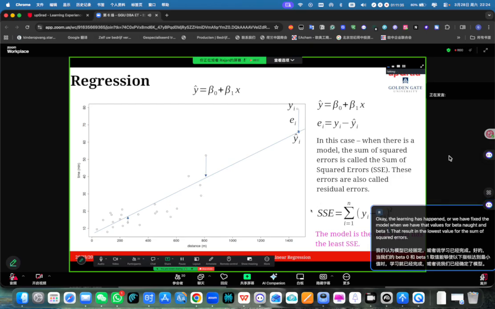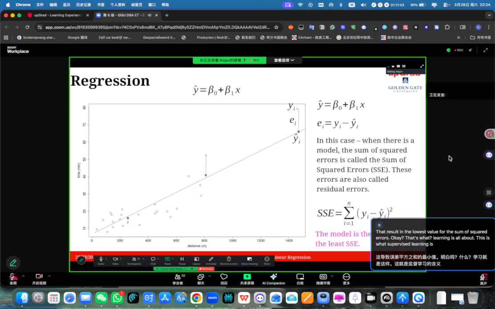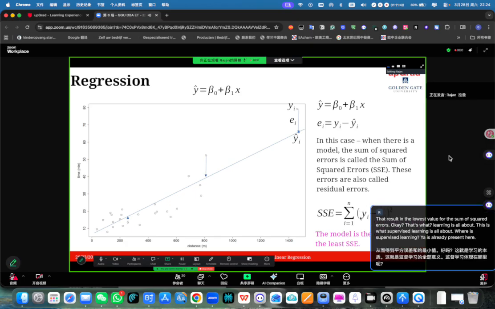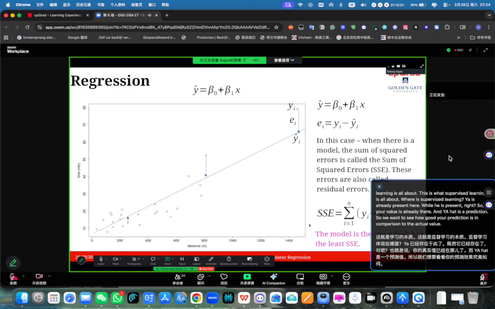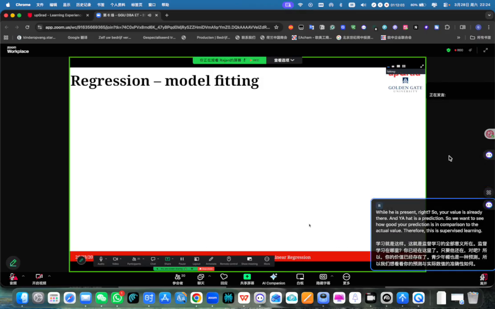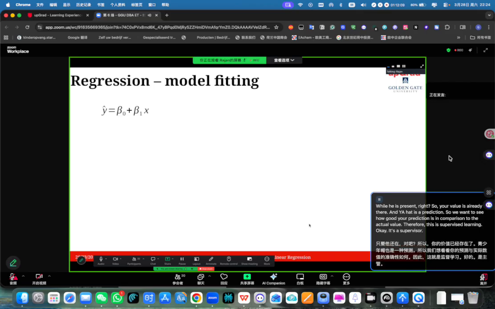That's what learning is all about. This is what supervised learning is all about. Where is supervised learning? yi is already present here, so your actual value is already there, and yi hat is the prediction. So we want to see how good your prediction is in comparison to the actual value. Therefore, this is supervised learning. Let's finish this, and then we'll take a break.